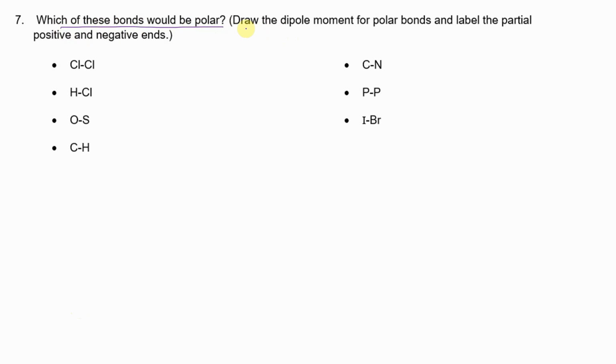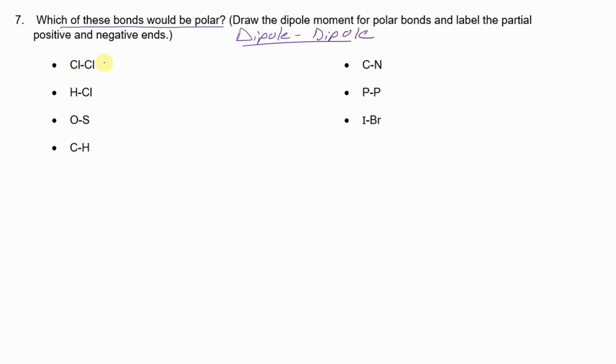But of course the other way to say to them is which of these bonds would form a dipole-dipole interaction with another bond just like it. Because you got to be polar to have a dipole-dipole interaction. Well, let's start with the ones that can't. They will not form a dipole-dipole interaction because they're not polar.